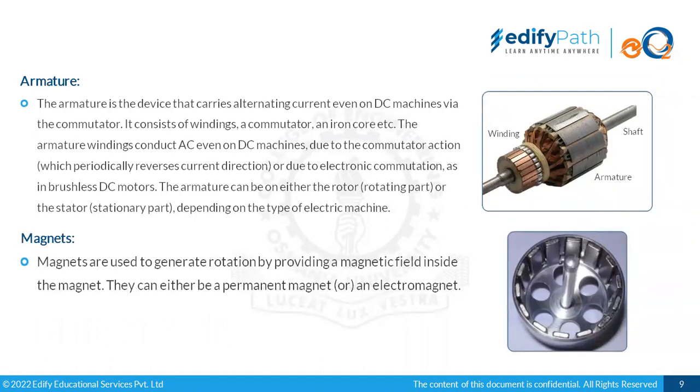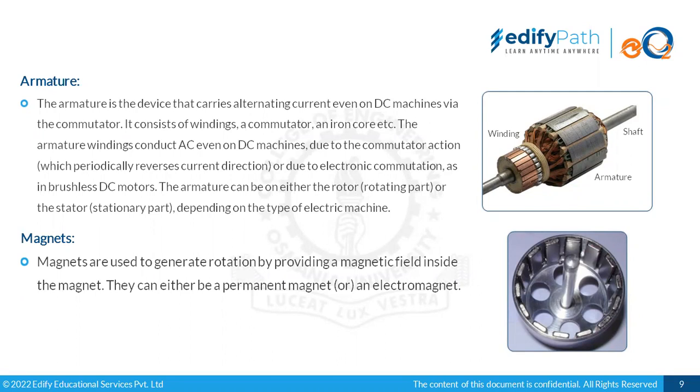So the armature is a device that carries alternating current even on DC machines via the commutator. It consists of windings, a commutator, and an iron core, etc. The armature windings conduct AC even on DC machines due to the commutator action, which periodically reverses current direction, or due to electronic commutation in brushless DC motors. The armature can be on either the rotor or the stator, depending on the type of electrical machine.